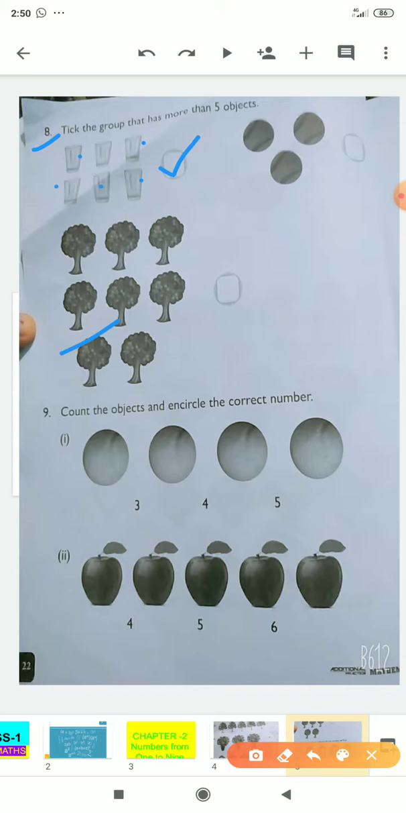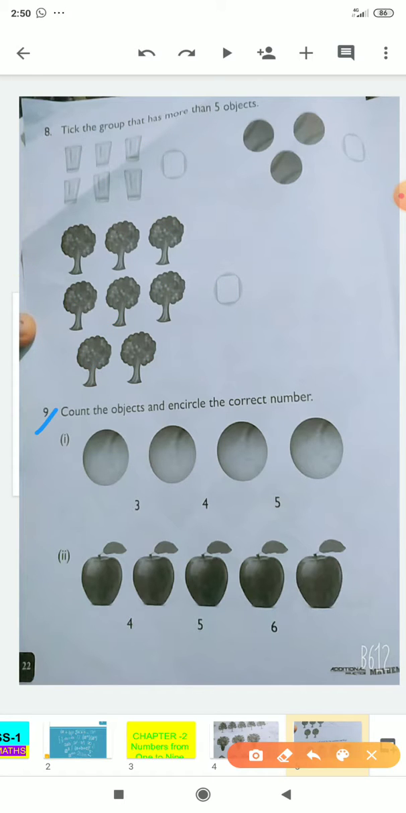Let's start counting the trees. 1, 2, 3, 4, 5, 6, 7 and 8. Yes, 8. And 8 is more than 5. So here we also have to tick. So children, in this question we got two groups, glasses and trees, which are more than 5. Okay, good. Now come to the next question, that is question number 9.